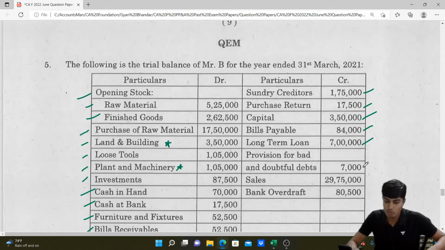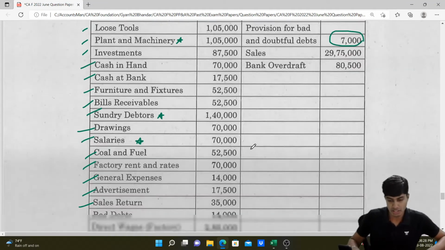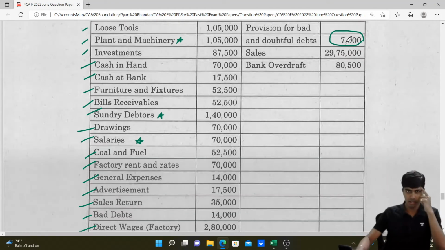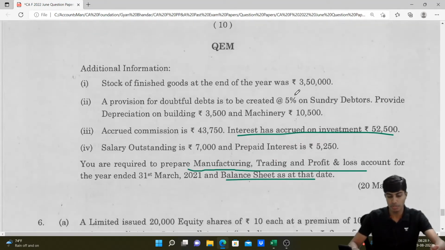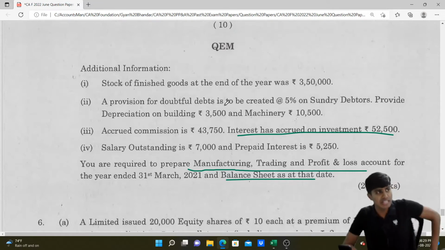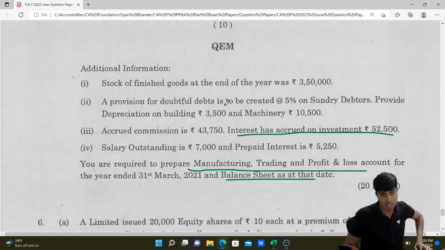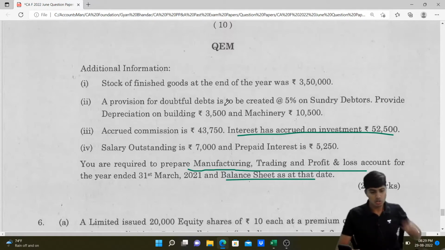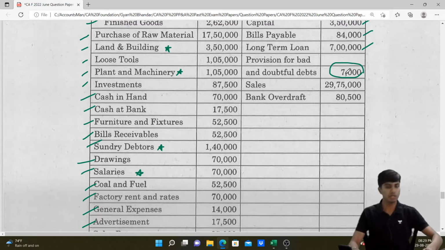Then we have provision for bad debts. This is existing provision of 7,000. On this, we might have to create additional provision. So this has to be adjusted. Now I'll keep this on hold for now. Let's remember that the existing provision is 7. Later we'll come across some percentage of provision that needs to be created. So we'll compute that percentage on our data. Identify whether the provision that we have is in excess or shortage. If it is in shortage, we'll create the additional provision that is required. If it is in excess, we'll write off. So for now, I'm not writing that provision anyway. I've circled it and I'll wait to come across the percentage.